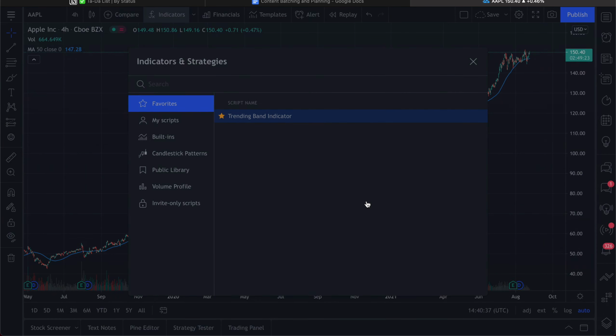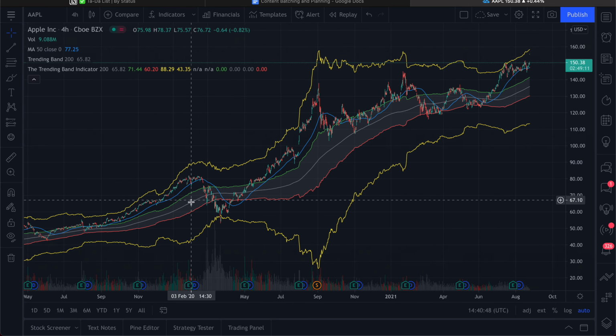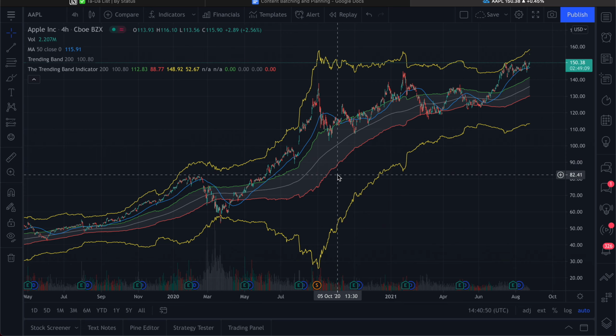And now it doesn't like me. But it's okay. If you go to my scripts, you can add it somewhere here. Here we go, the trending band indicator. We can add it and we can kind of see what's going on. We can see here the trending band indicator. It's basically just a more complex way.